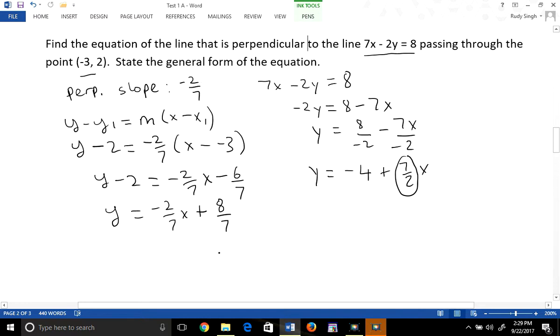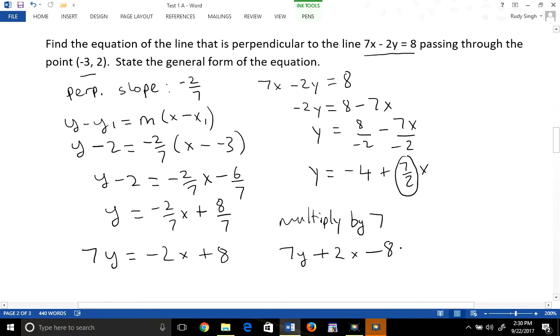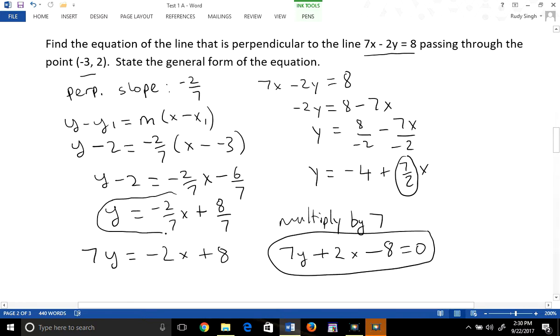Now, if it says you want it in general form as well, in general form you multiply the whole thing by the denominator, which is 7. So you multiply y times 7, so you get 7y. You multiply this by 7, you get minus 2x. And you multiply this by 7, you get plus 8. And you rearrange it however you want to. If we put everything on one side of the equation, we get 7y plus 2x minus 8 equals 0. And that would be the general form of that linear equation. But note this one is valid as well. This is the slope-intercept form of the linear equation.